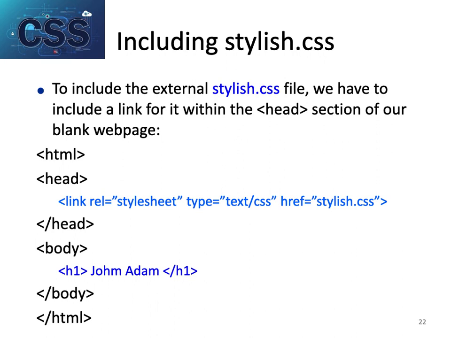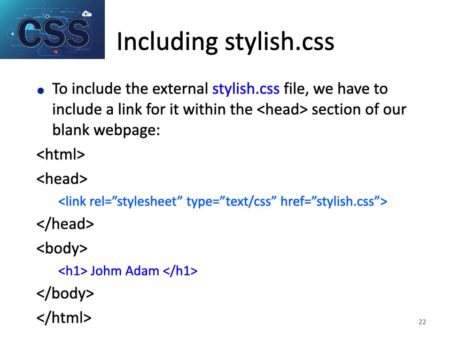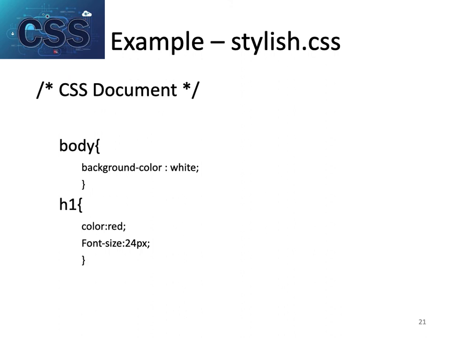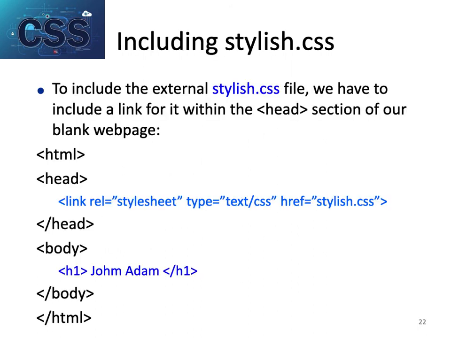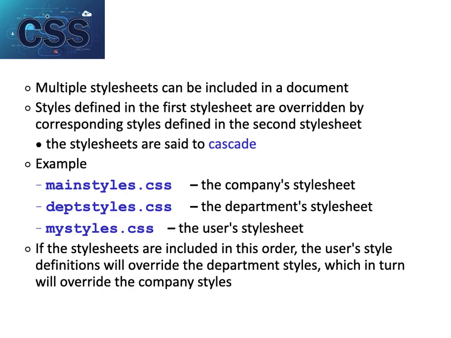It will work. Now in the body section, h1 is having a message or a value, John Adam. Spelling mistakes are there, no need to worry. So it will look like the color will be red and font size will be 24 pixel. So in stylish.css we have specified h1 selector color colon red and font size 24px. So John Adam will be in red color with a 24 pixel size. Okay, so these are some of the informations related to cascading style sheets.